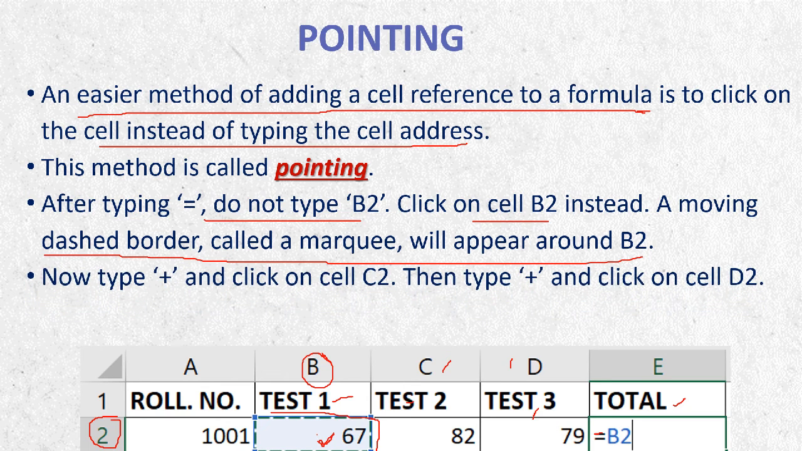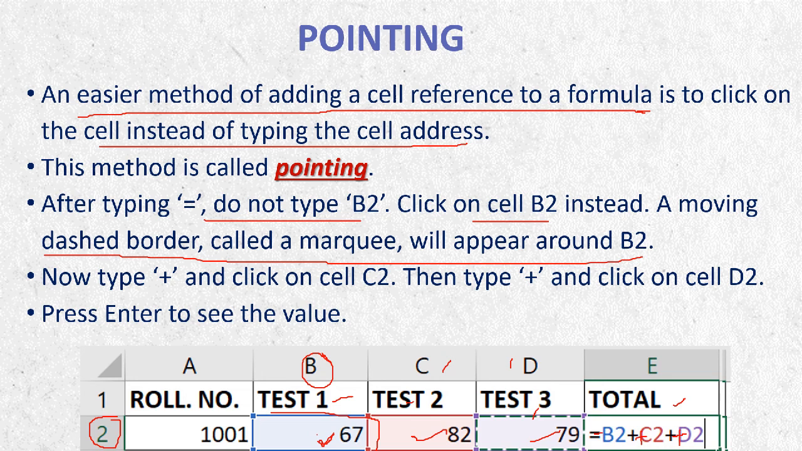And now you have to type plus here. Then you can click the cell C2, then type plus. Then again click the cell D2. See. Then you can press enter. You can see the values here. B2 plus C2 plus D2.